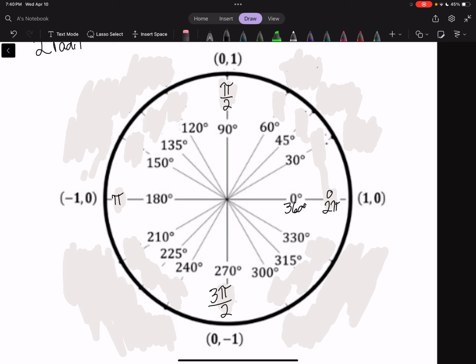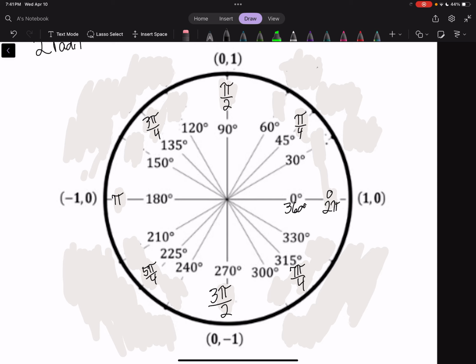Alright. Now instead of doing this, cutting it in quarters, let's cut it in eighths. So halfway between pi halves and 0 is going to be pi over 4. 2 pi over 4, so pi over 2. 3 pi over 4. 4 pi over 4, pi. 5 pi over 4. 6 pi over 4, or 3 pi over 2. 7 pi over 4. And then 8 pi over 4, or 2 pi. Went all the way back around again.